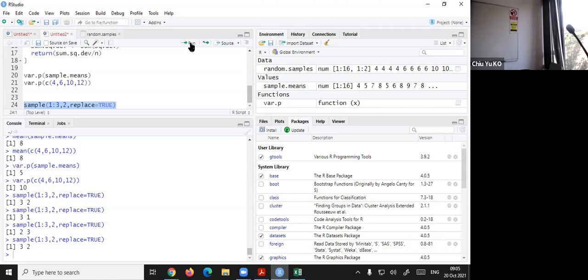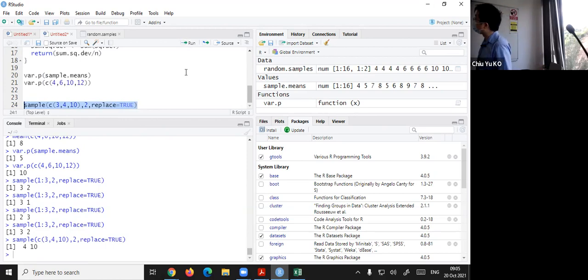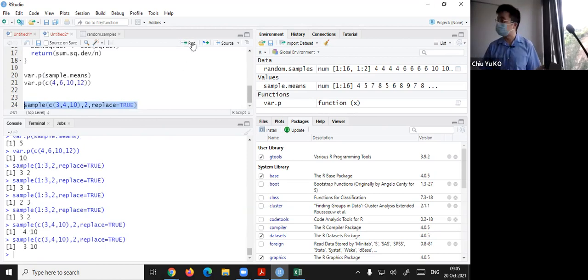And 1:3 means I have a vector c(1, 2, 3). If you don't like this 1, 2, 3, you can put what you like there. For example, you can say c(4, 6, 10), and then the computer will just pick any two elements. This is a simple random sample. Now what I want is to draw 1,000 of these samples.